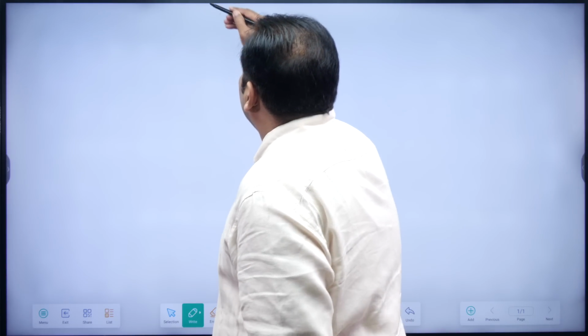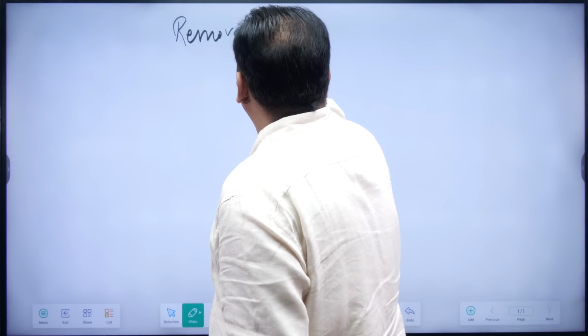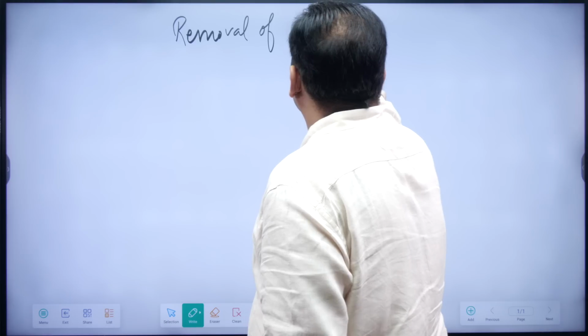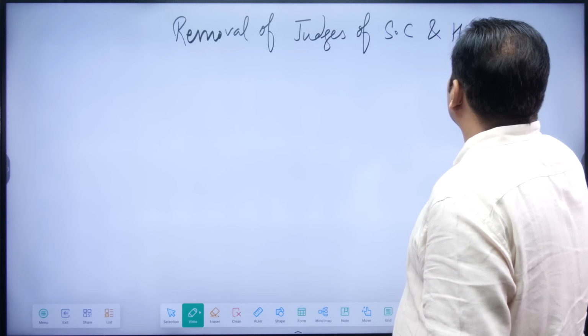So let us discuss in detail what are the grounds for removal, what is the procedure for removal, what kind of majority is required, and what will be the overall composition of the committee in order to remove the judges. Let's understand this topic from basics. Removal of judges of Supreme Court and High Court.